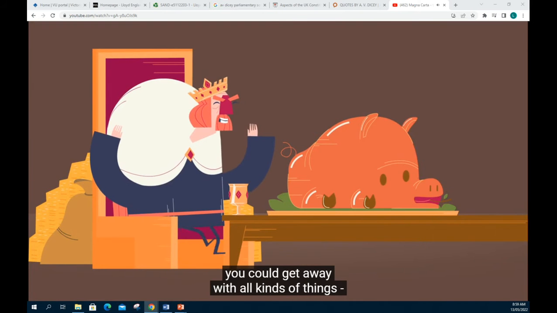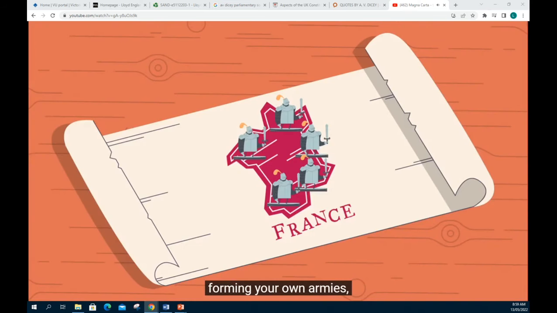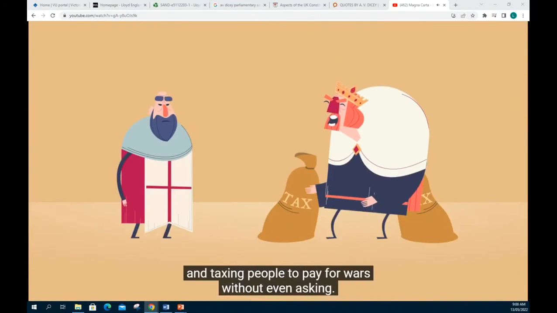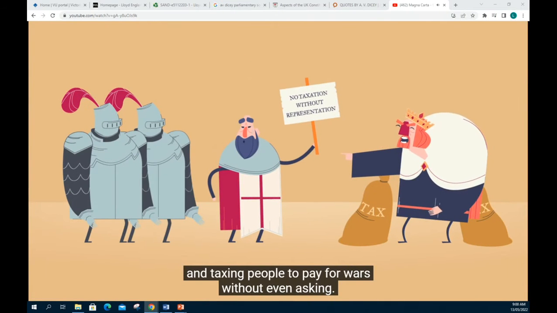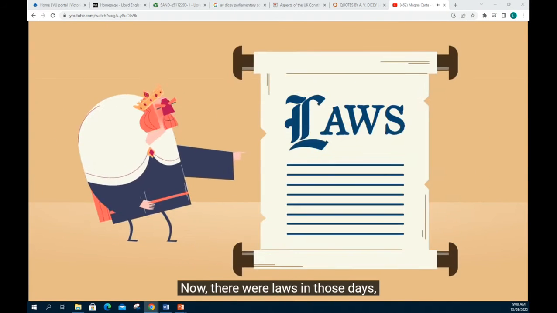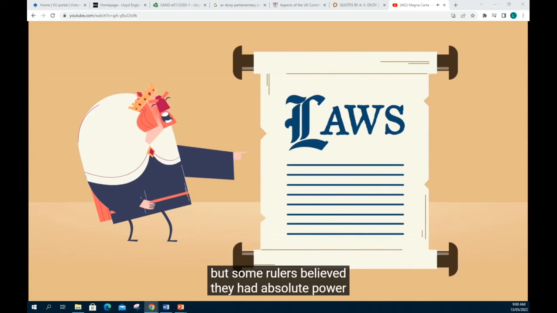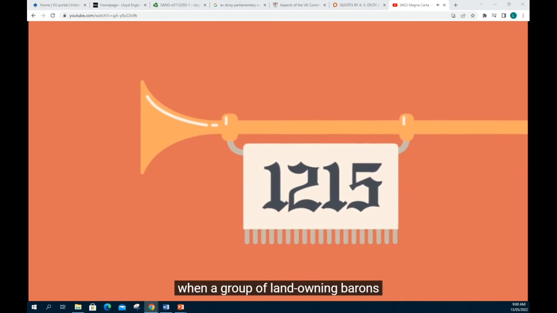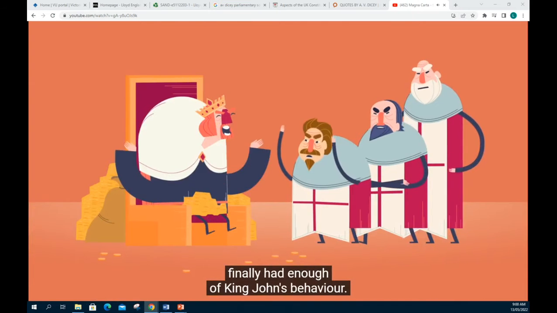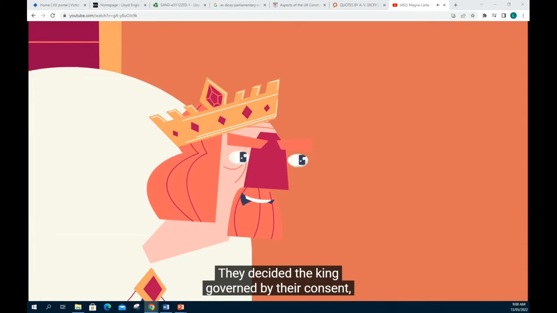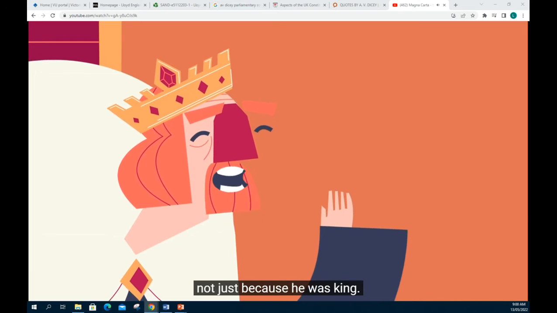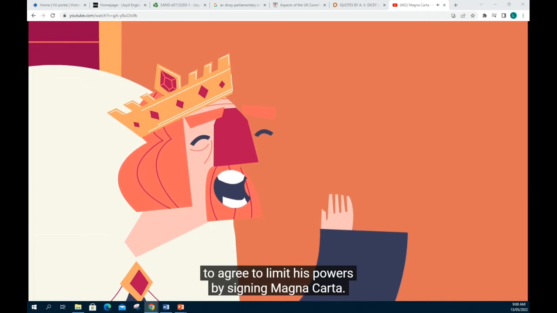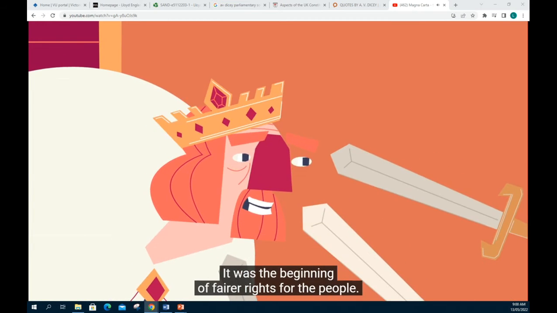If you were a king, you could get away with all kinds of things. Owning your own armies, invading other countries whenever you fancied, and taxing people to pay for wars without even asking. Now, there were laws in those days, but some rulers believed they had absolute power and simply ignored them. That changed in 1215, when a group of landowning barons finally had enough of King John's behaviour. They decided the king governed by their consent, not just because he was king. So they got together and forced the king to agree to limit his powers by signing Magna Carta. It was the beginning of fairer rights for the people.